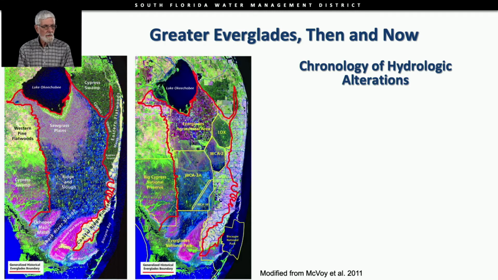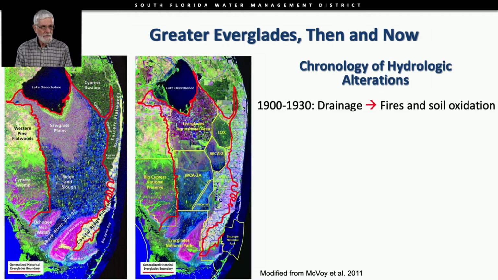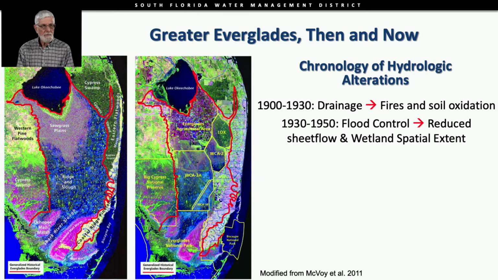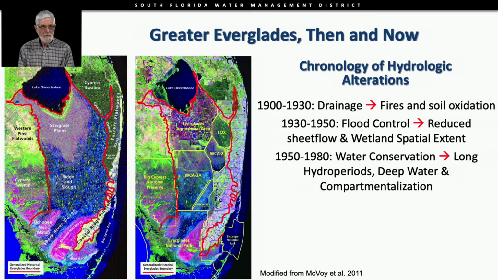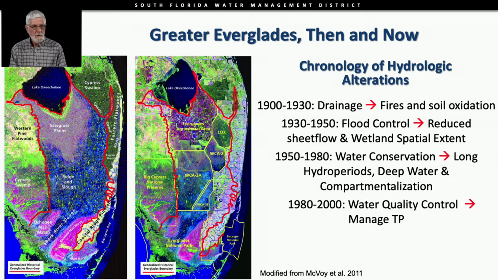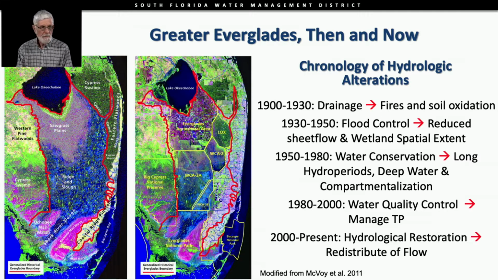The chronology of how we got from the pre-drainage to our current system is what I want to talk about first. From 1900 to 1930, we had the drainage period. Then the next period we call the flood control period. We went to the water conservation period, and then we had to deal with phosphorus and managing phosphorus. We call that the water quality control period. And then we are currently in the hydrologic restoration period.